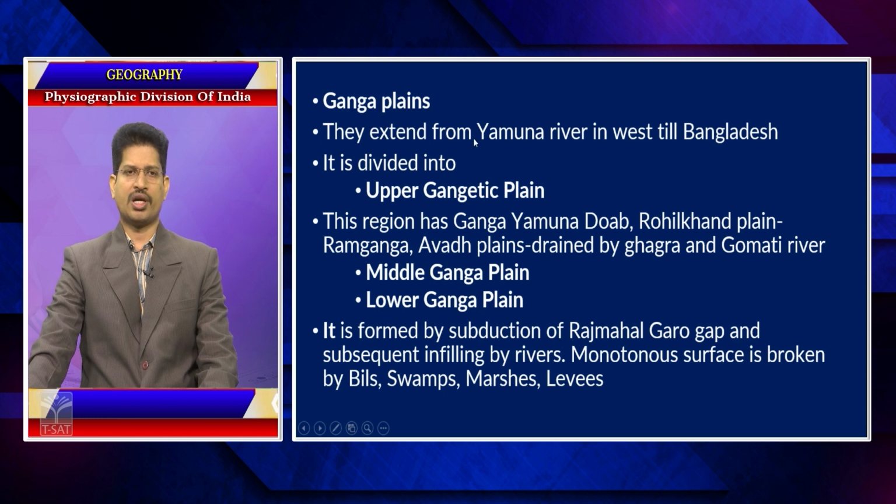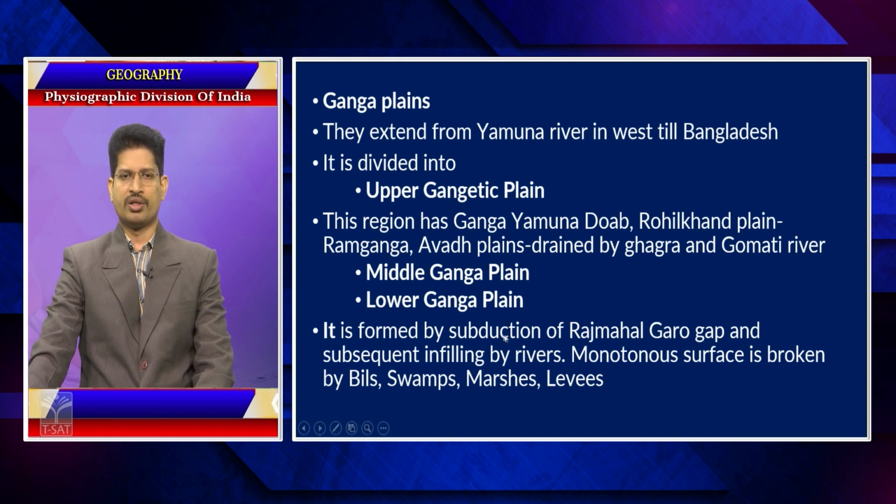Next is the Ganga plains. They extend from the Yamuna river in the west to Bangladesh. It is divided into the upper Ganga plains, the middle Ganga plains and the lower Ganga plains. This region has the Ganga-Yamuna Doab. A Doab is a region between two tributaries or rivers, which is the result of the deposition of alluvium and is considered more fertile for agriculture.